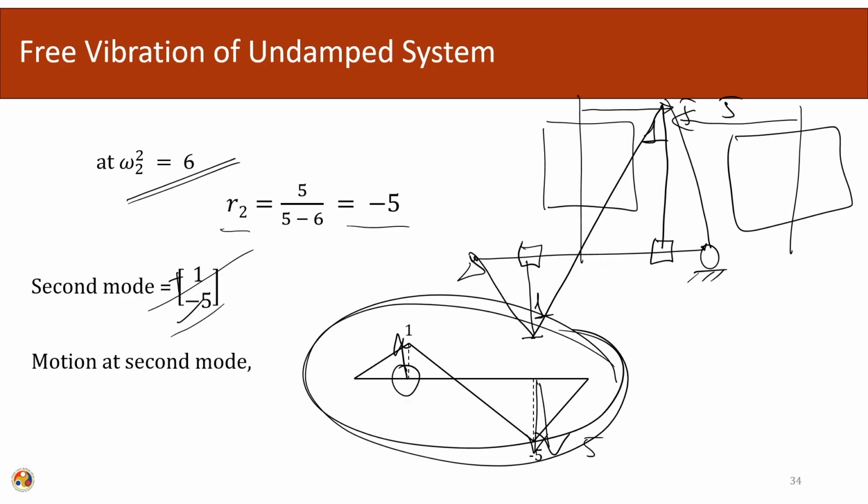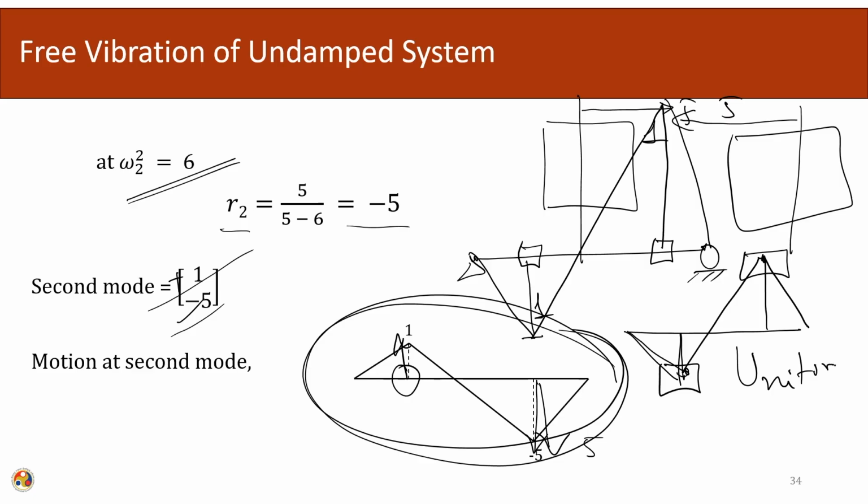Similarly, for the second frequency in the previous case, if the first mass was moving 1 unit in the downward direction, the other mass was also moving 1 unit, but in the opposite direction. So, this was the mode shape for the uniform case, where mass and stiffness distribution is uniform. Since in this particular case the mass and the stiffness distribution is non-uniform, the magnitude of the mode shape is slightly different, but it follows the general trend of the second mode.